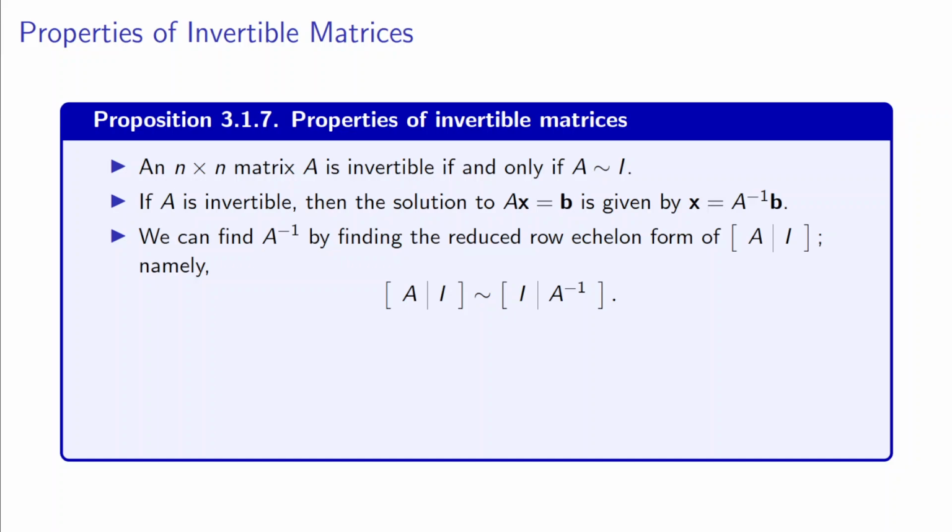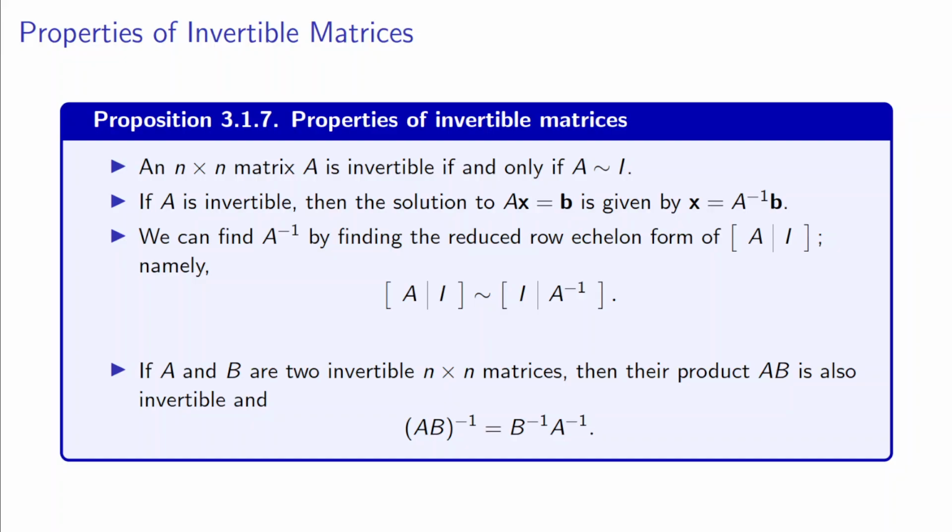Next one, we can find A inverse by finding the reduced echelon form of A augmented with the identity matrix. Namely, if we take this matrix A and augment it with the identity, we can then row reduce it so that in place of A, we have the identity, and then where the identity once was is now A inverse. This was our main technique for actually computing the inverse of a matrix. It also helps us discover if a matrix is invertible, because our goal there is to row reduce A to the identity. And if we can't do that, then we know matrix A is not invertible.